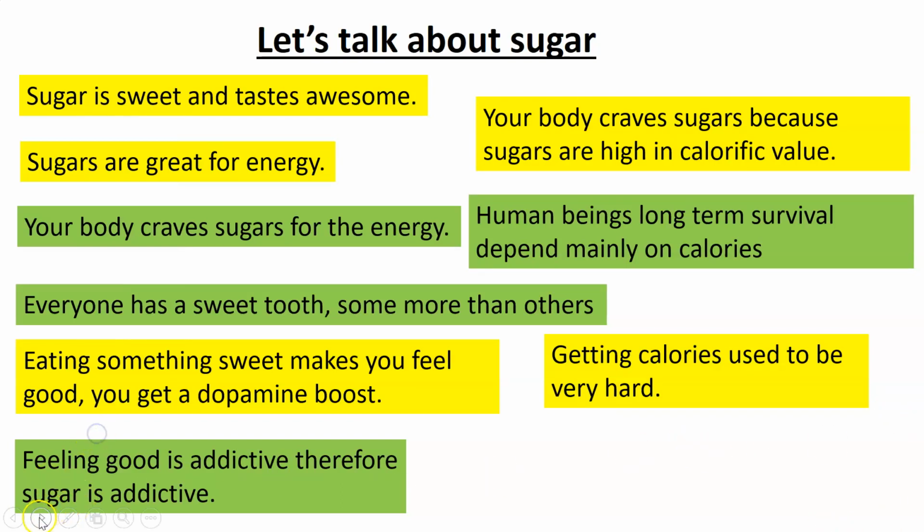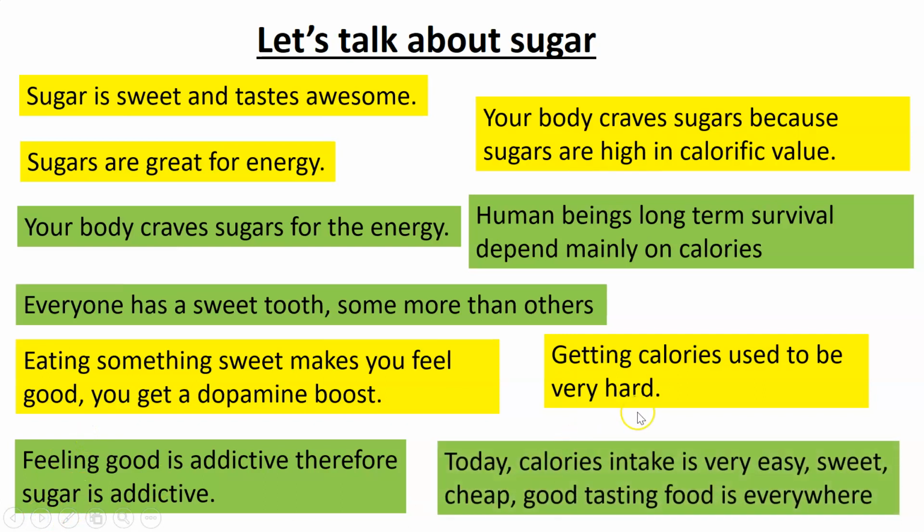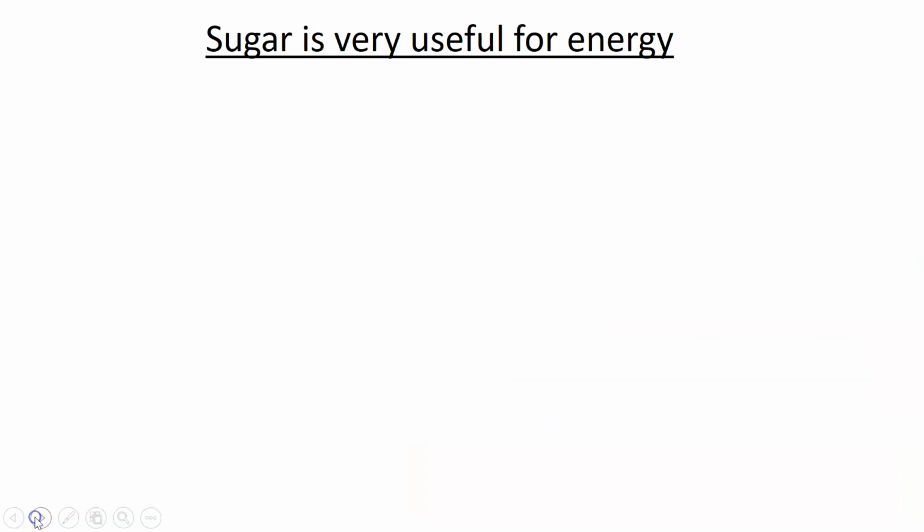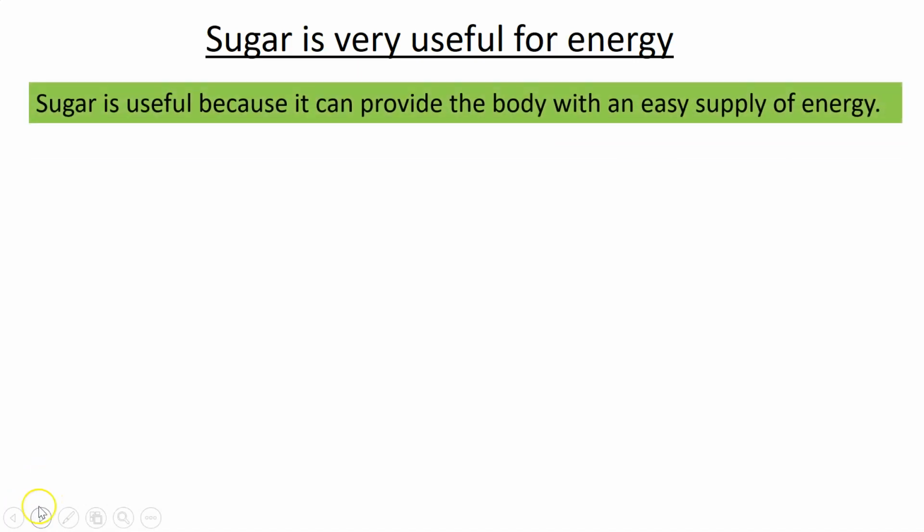Now the thing is, meals are everywhere. Sweet tasting, good meals are everywhere. The big problem really is that your bodies were never designed to take advantage of such plentiful calories, and this is what gives rise to diabetes. So we know that sugar is very useful for energy, because it can provide the body with an easy supply of energy. It's much easier to extract energy from sugar than it is from fats and proteins.